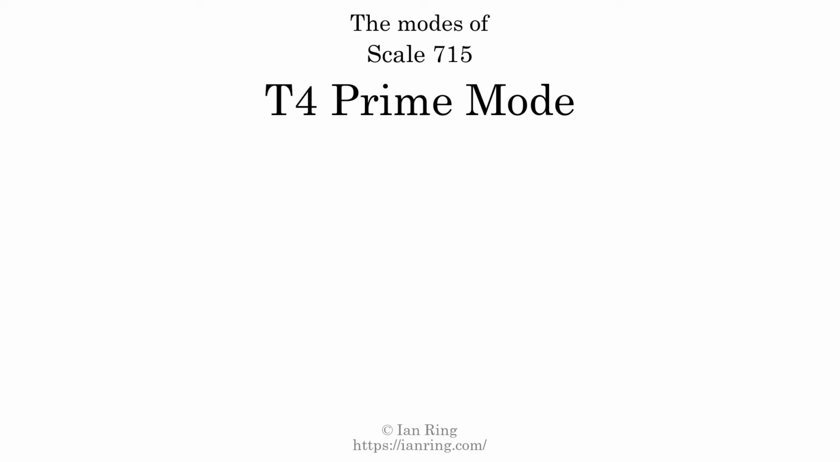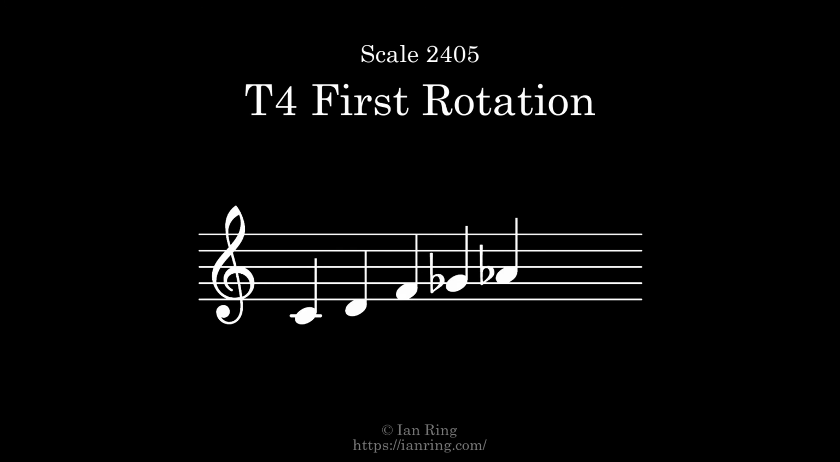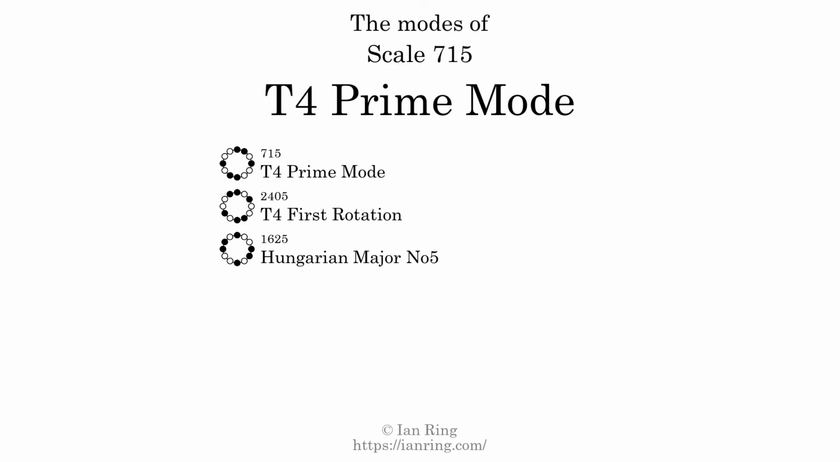This scale has 3 modes. The first mode is itself. The second mode is scale 2405, also known as T4 first rotation. It sounds like this. The third mode is scale 1625, also known as Hungarian Major No5. It sounds like this.